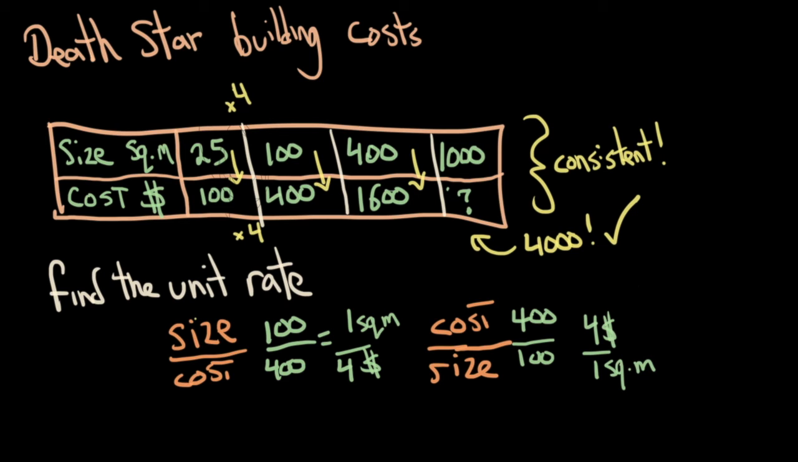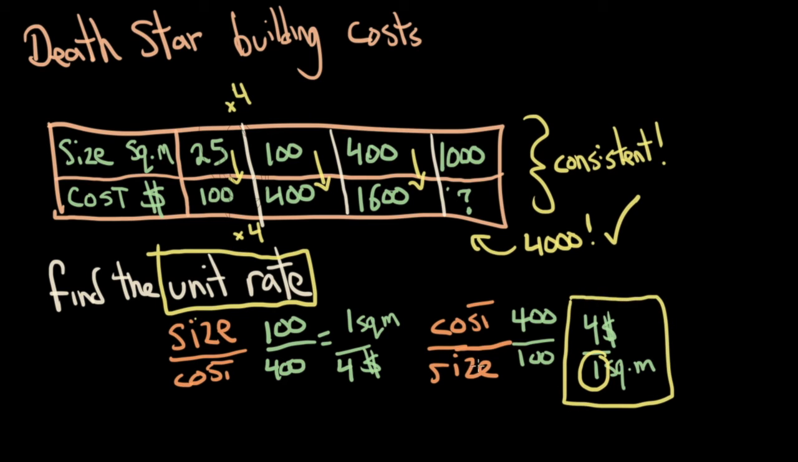Now, which one should I use? Which one should I have used? Remember unit rates. What's the key for a unit rate? What does the bottom, the denominator, have to be? The denominator has to be a 1. So this is the way that you would do it. You would set up this way.